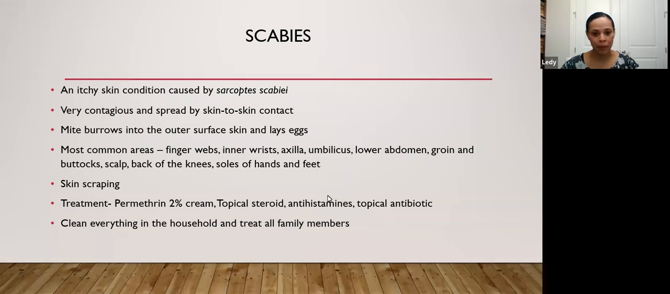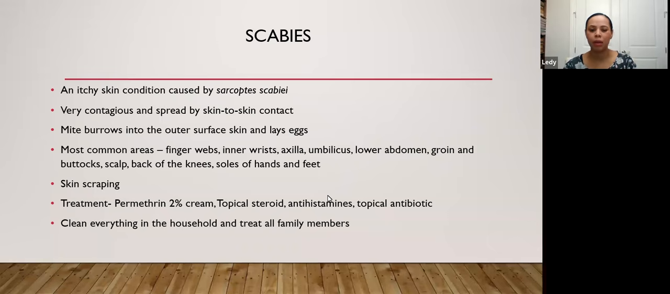And this was a little baby. And scabies in babies presents very differently, so I'm going to talk about it in a few minutes. The most important thing, everybody knows, is that it's an itchy skin condition. It's caused by Sarcoptes scabiei. It's very contagious and it spreads from contact to contact.